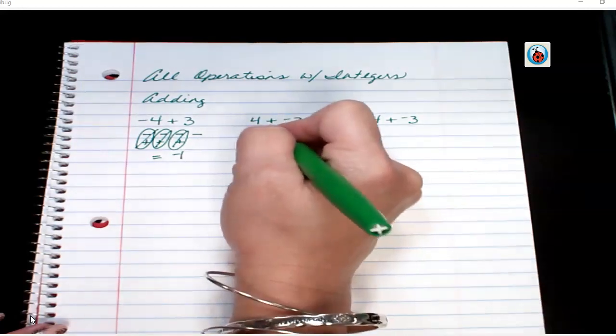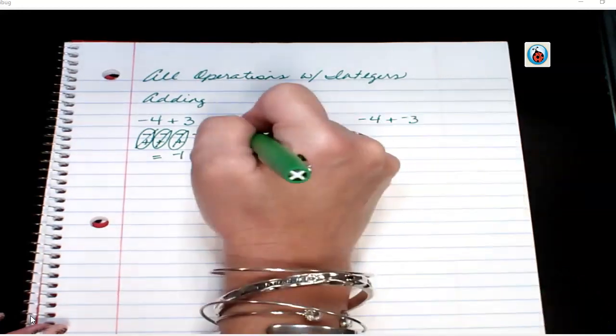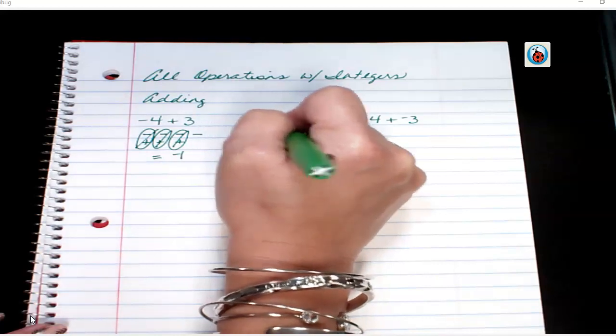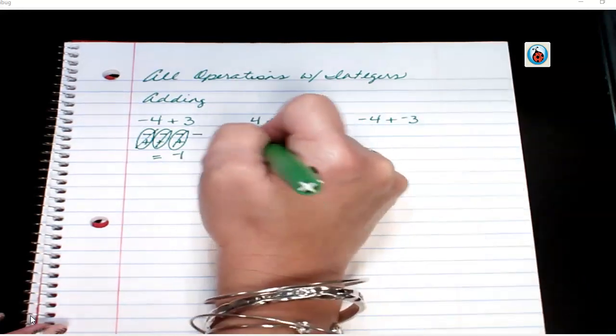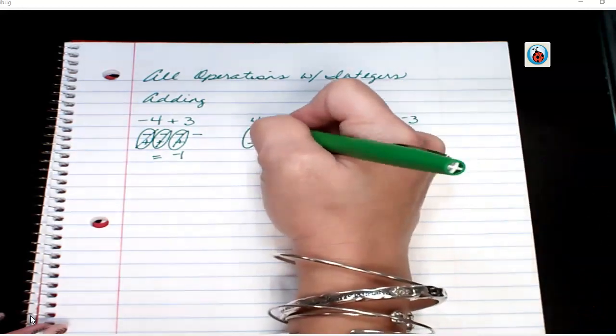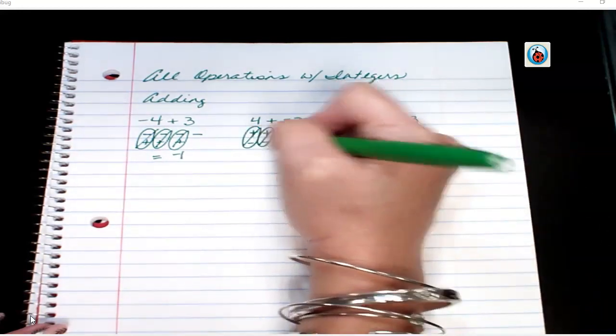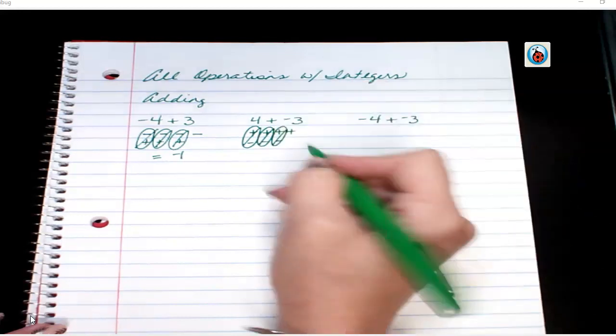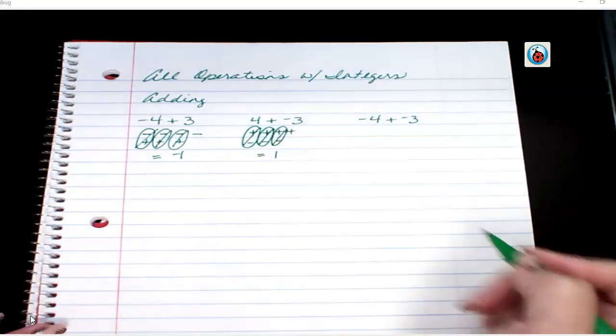Here I have 4 plus negative 3. That's 4 positives, 3 negatives. I'm going to create 3 0 pairs, and I'm left with 1 positive.